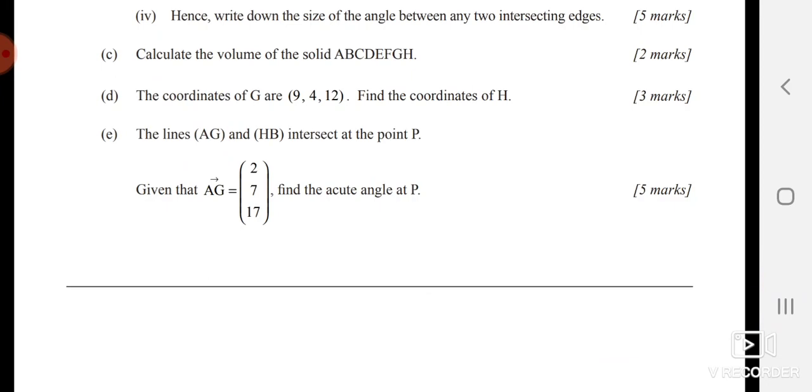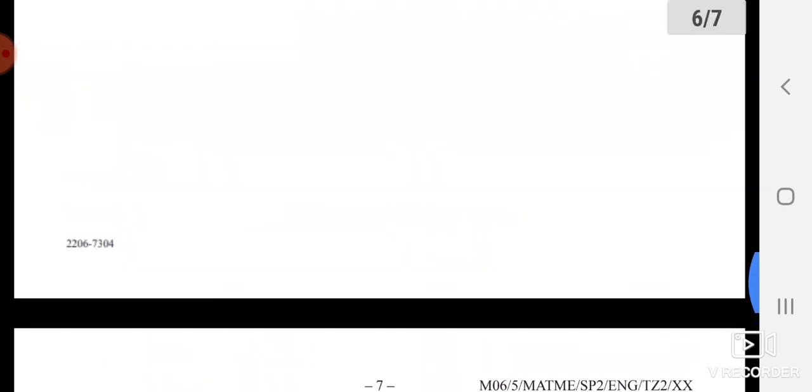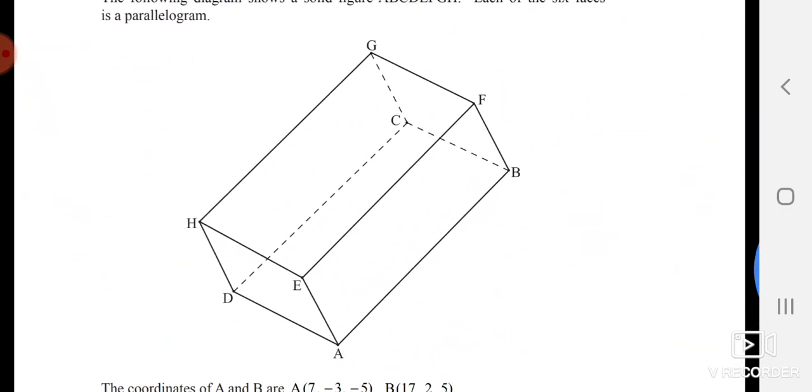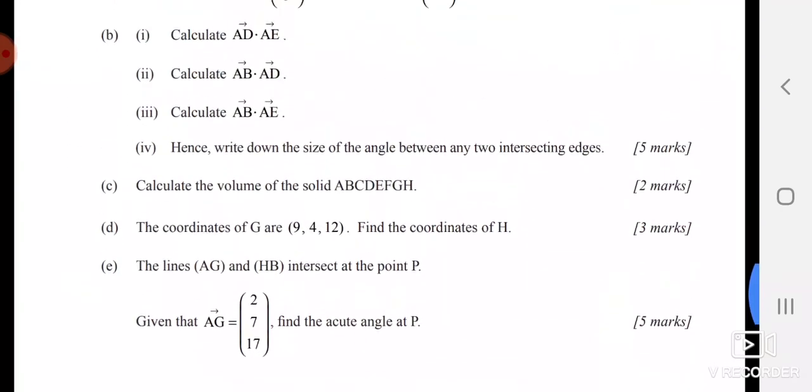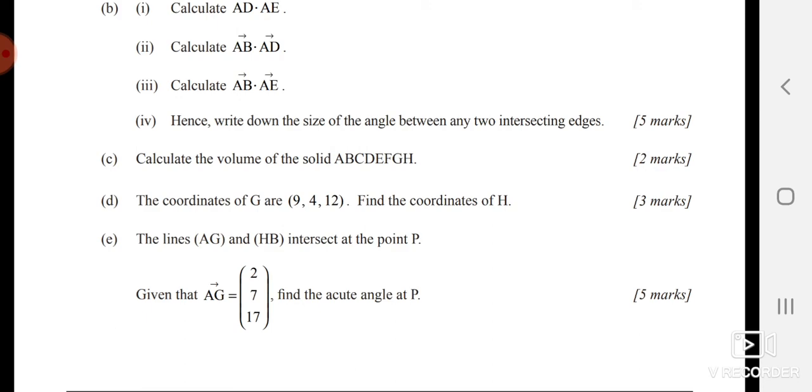And now the coordinates of G are 9, 4, 12. Find the coordinates of H. Actually, from the question, GH is parallel to BA, or HG is parallel to AB. You have already calculated AB. So you are now going to calculate the coordinates of H. You can suppose the coordinates of H are a, b, c. First calculate GH, as I told you, GH being OH minus OG, and equate it to the AB vector, and you will have the values of a, b, c, which we have supposed for the coordinates of H.